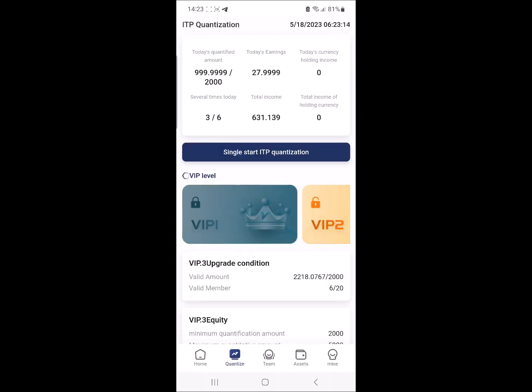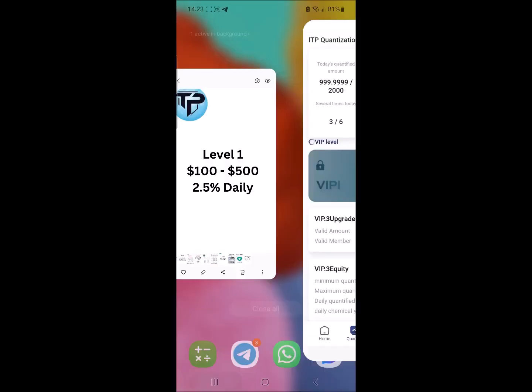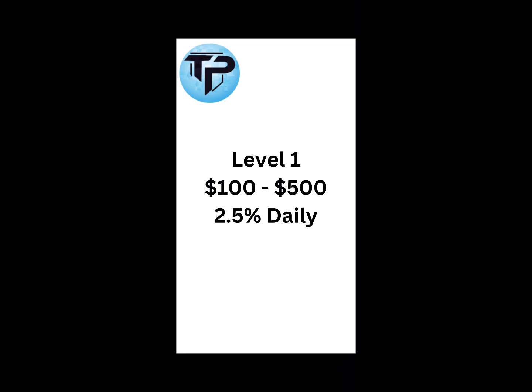Right, before we go on, I'm going to go back to the app. You'll see now it's gone from $18 to $27. I'm just going to press it again, get the quantitative trading going, and leave that running in the background as we go back to this presentation. Right, so you can make 2.5% a day.